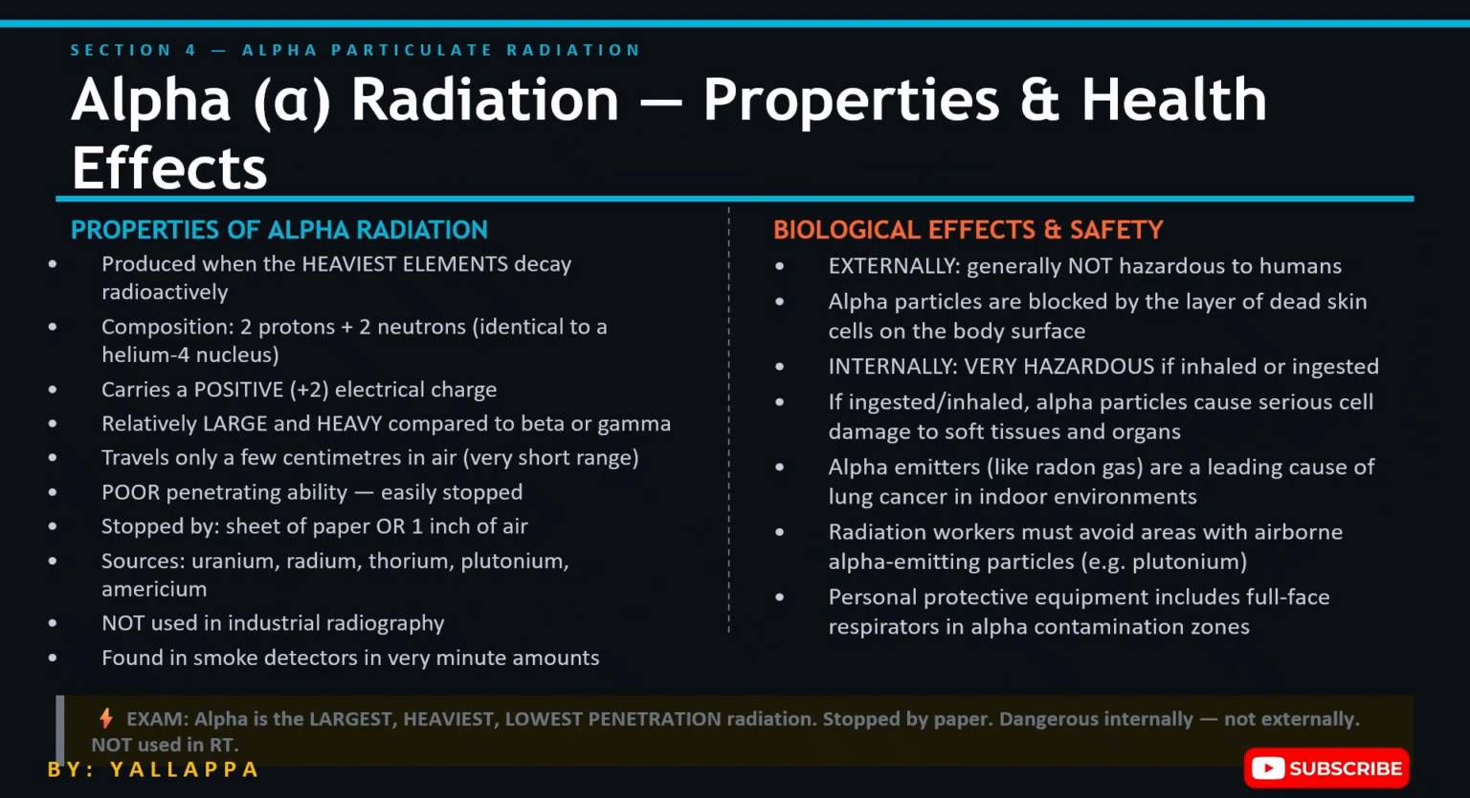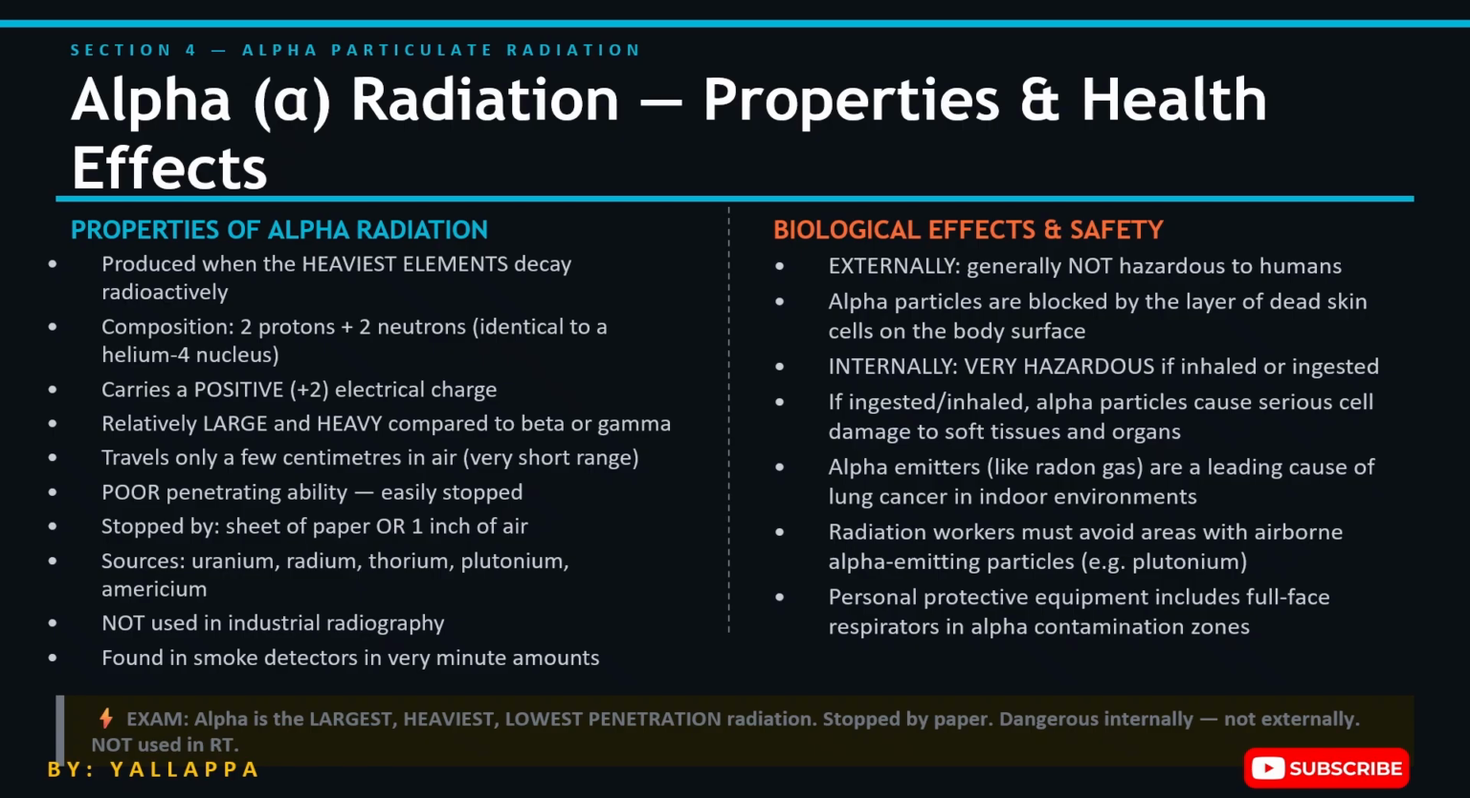Alpha radiation consists of a helium nucleus, 2 protons and 2 neutrons. That makes alpha particles relatively large and heavy compared with beta particles and electromagnetic radiation. Because of this, alpha particles have very limited penetration. They can be stopped by relatively small amounts of material.